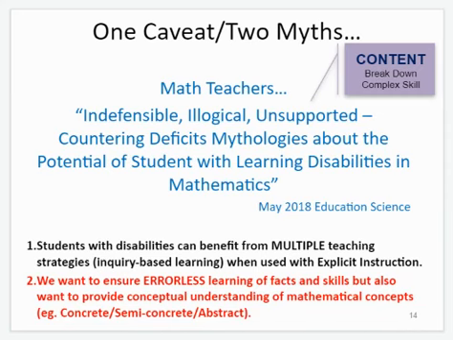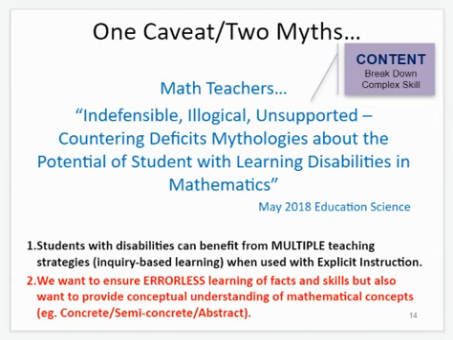There is an article that I will include in your participant handout that talks about it from the math teachers. The title really is Indefensible, Illogical, Unsupported, Counter-Deficit Mythology about the potential of students with learning disabilities in mathematics. And so it does support this integrated approach.